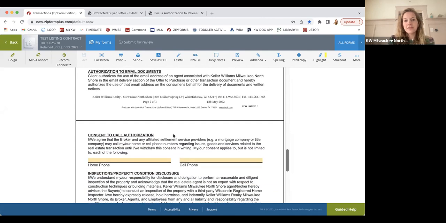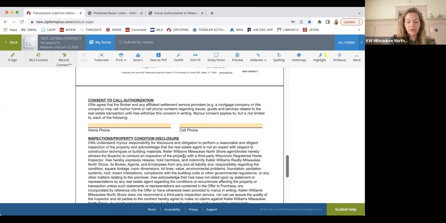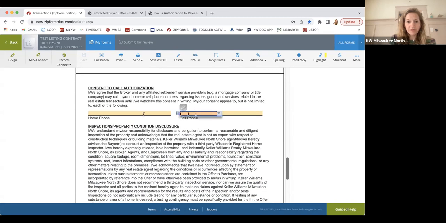This also serves as an authorization and consent to call form. So the client authorizes the use of the email address of an agent associated with KW in the email delivery section of the offer, and then a consent to call form. So you'll list the client's phone numbers here. I'm usually putting both cell phone numbers in here.